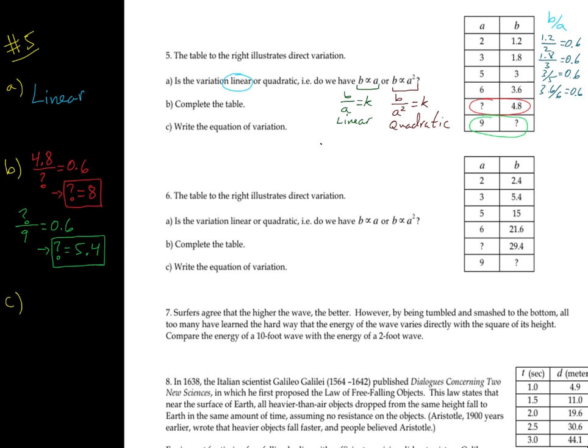Alright, great. And then the very last part, this is C, right? The equation of variation. Well, again, what we know is that the ratio of B to A is constant. It's 0.6. So another way to say that would be B is equal to 0.6 times A. And that's going to do it.